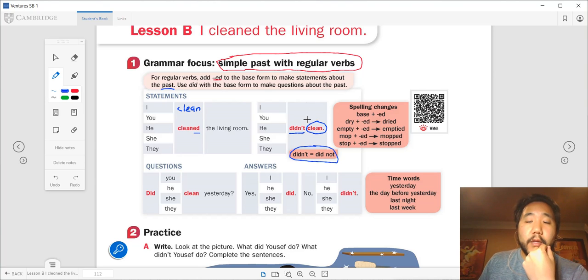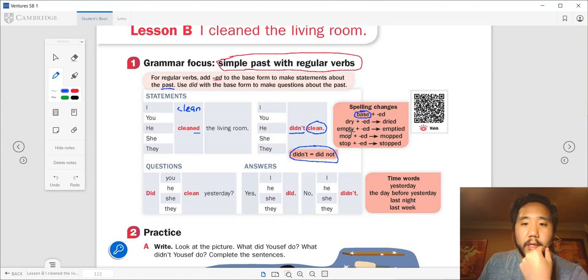Okay. And then for the verbs, as I said, the present form of the verb is clean, but if we want to make it past, we have to add ed. So here we have base plus ed. Dry is a verb, empty is a verb, mop is a verb, stop is a verb. And in order to make them into the past, we add ed. So here we have dried, emptied, mopped, and stopped.